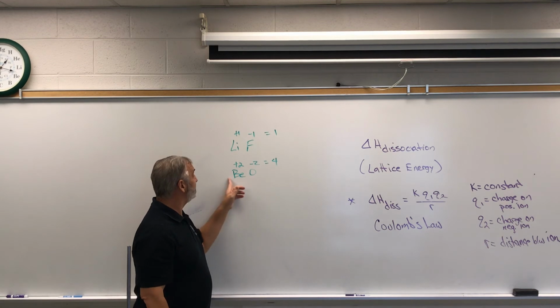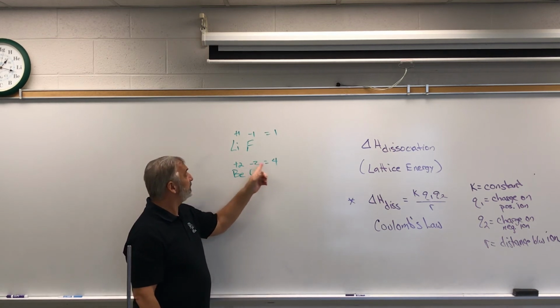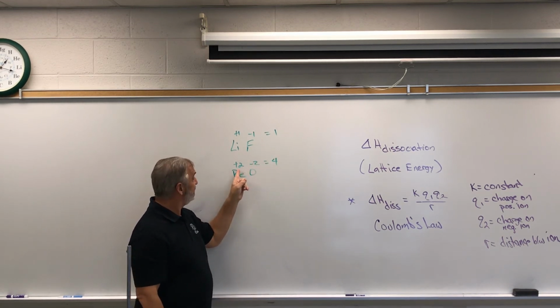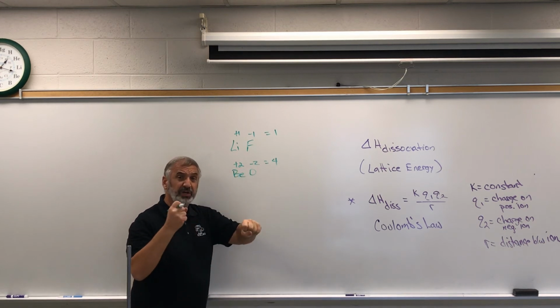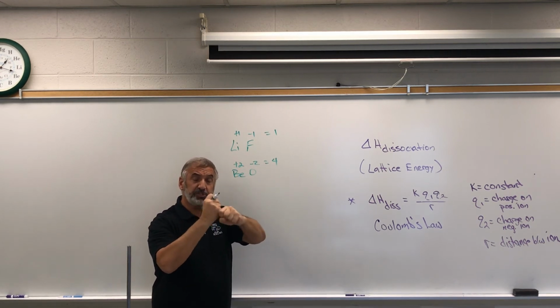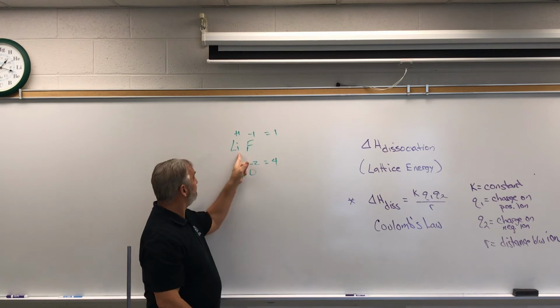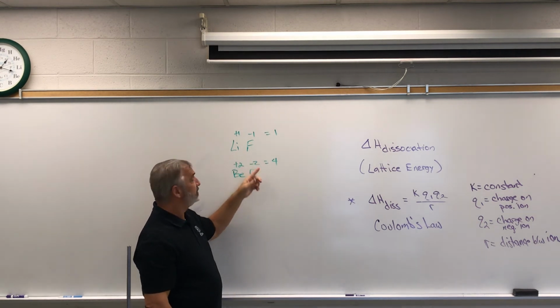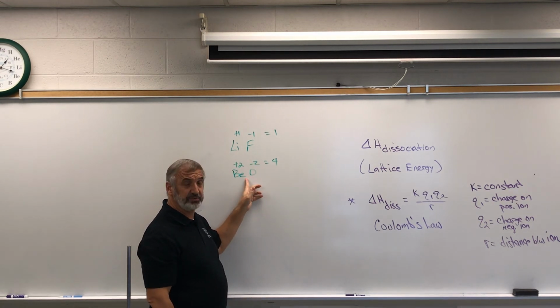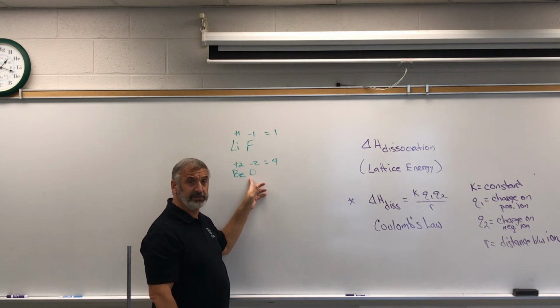I don't even worry about the size then because you look at the product of the charges first. So a +2 and a -2 are going to be much more strongly attracted to one another than a +1 and a -1. So this is going to have a greater lattice energy, which means it's going to take more energy to break them apart. They're going to have higher melting points because it's going to take more energy to break them apart.